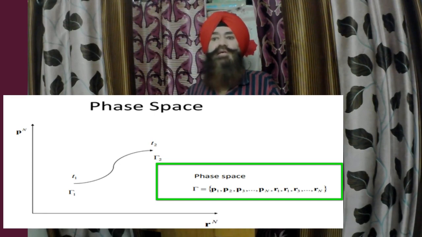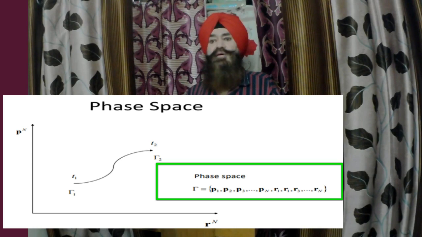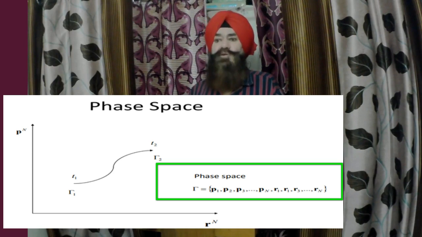Now when we integrate the components of the position, we get the position volume. If we integrate the components of the momentum, we get the momentum volume. And if we integrate both, then we get the phase volume.